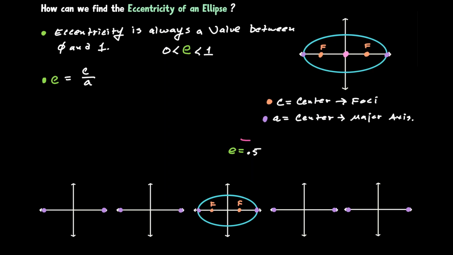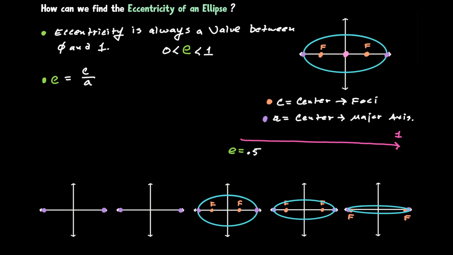Well, if our eccentricity starts to get closer to the value of 1, that means that our foci actually start to get closer to the end of the major axis. And when that happens, our ellipse is going to get more flat. And if we have foci that are almost at the end of the major axis, that is going to create an ellipse that is even more flat.